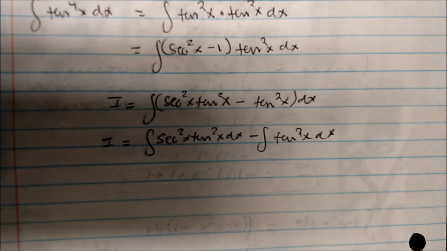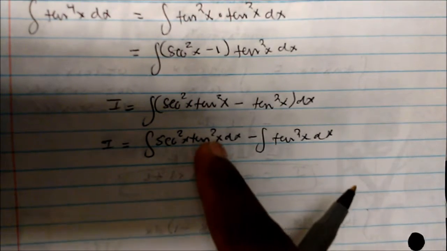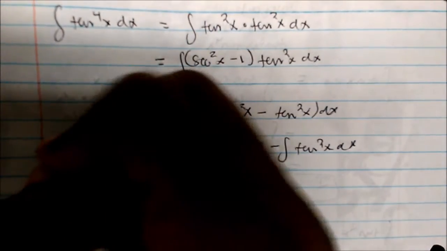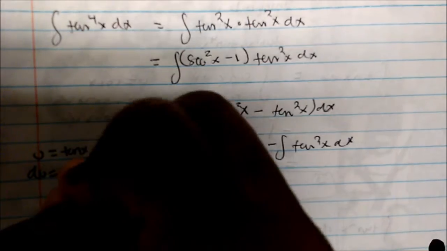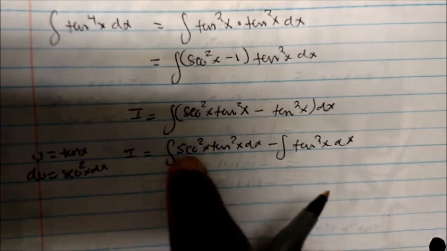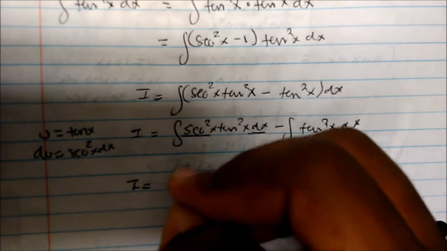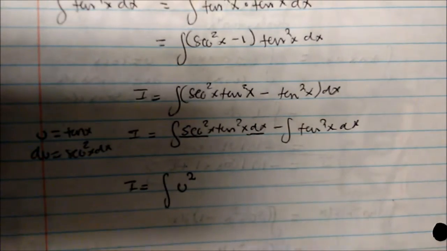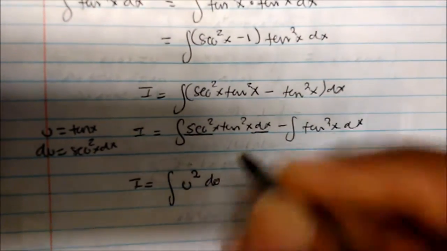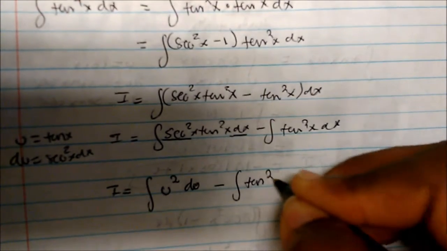So how do we deal with this? Secant squared of x, tangent squared of x. Well, again, hopefully you can see that this is u substitution. If I set my u to be tangent of x, then my du is secant squared of x dx, which is exactly what I have. So I can rewrite my integral as the integral of u squared, because u is tangent but it's squared, and my du represents secant squared of x dx, minus the integral of tangent squared of x dx.